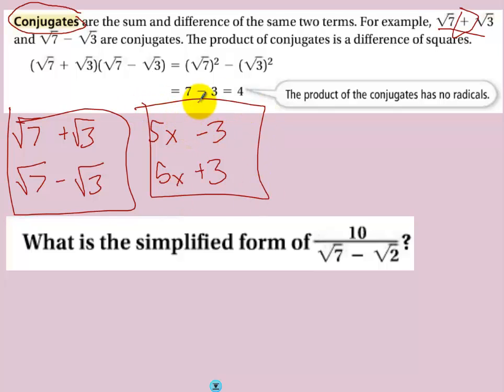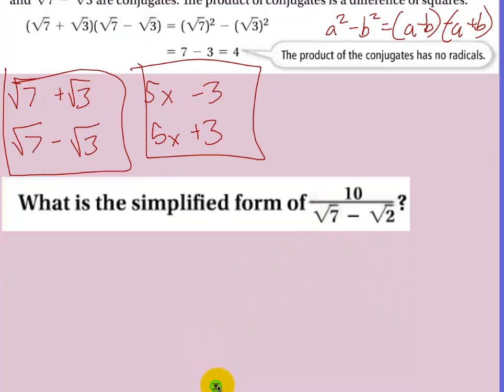So we have to know what a conjugate is because when you multiply two conjugates together and there's square roots like this, the product of two conjugates is the difference of squares. So we're using that formula a squared minus b squared equals a minus b times a plus b, back in last quarter. So if I want to simplify the form of this equation down here, I don't like having square roots on the bottom. I'm just going to slide this down a little bit.